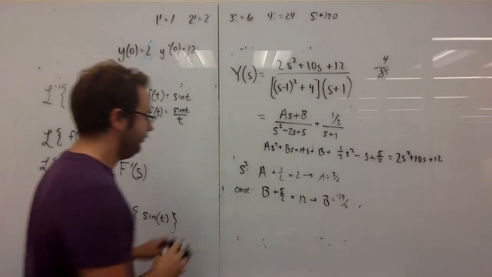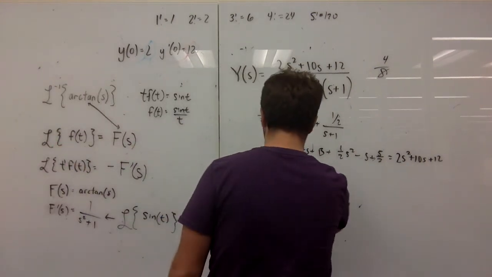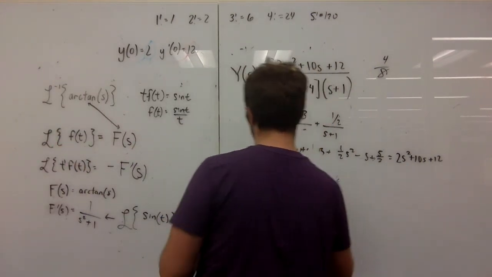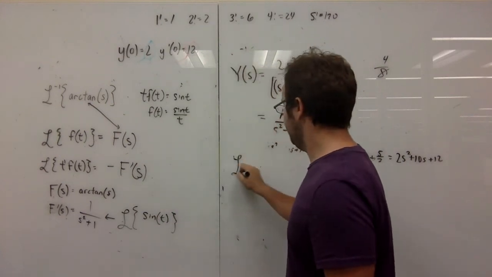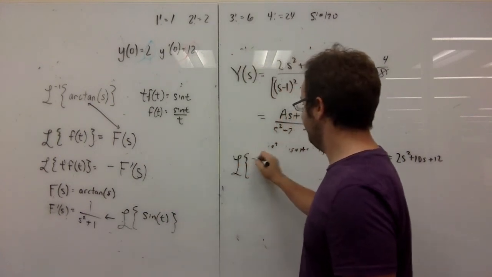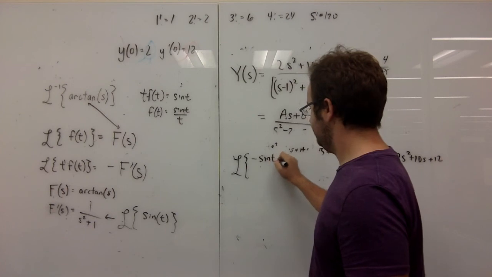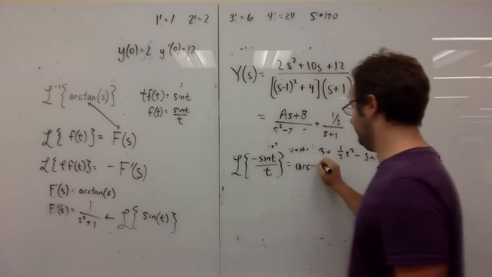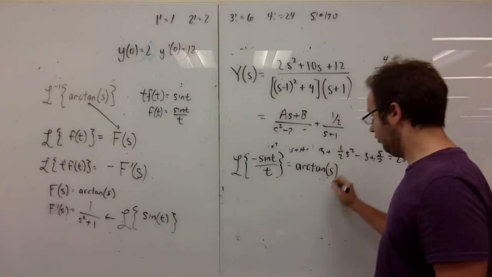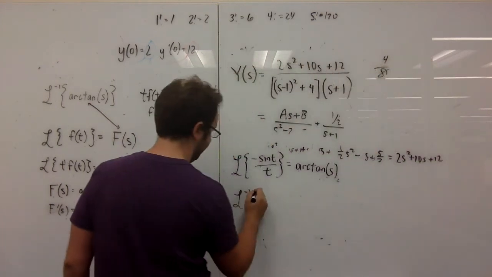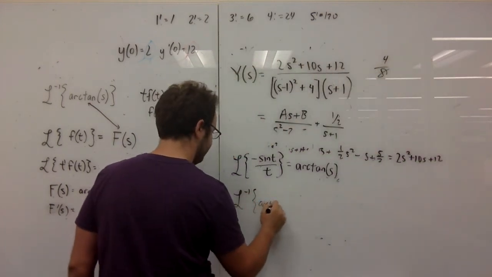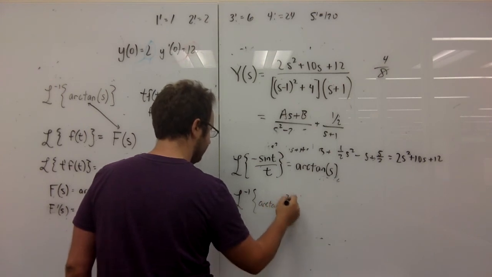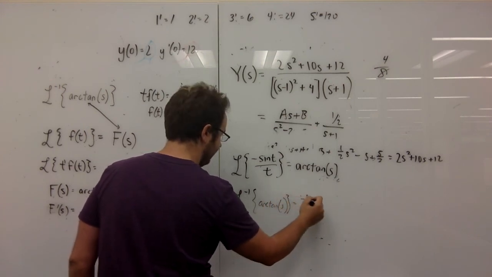So here's the result. The Laplace transform of negative sine of t over t is arctangent of S. Or you could say the Laplace inverse of arctangent of S is negative sine t over t.